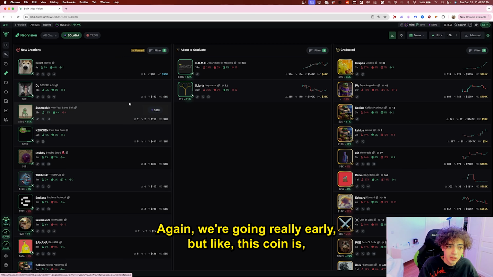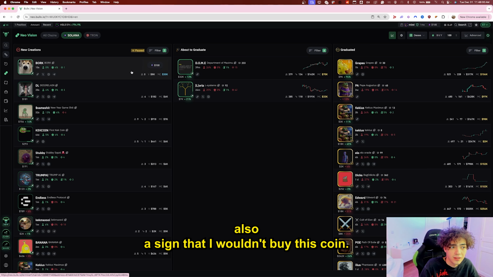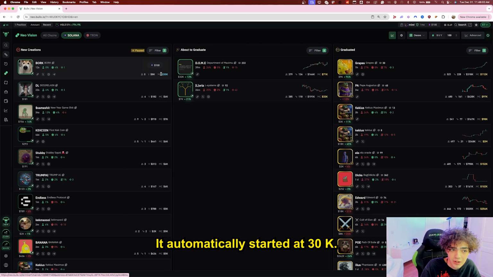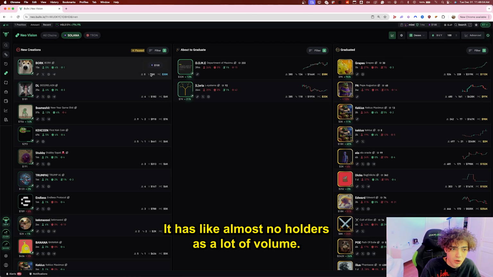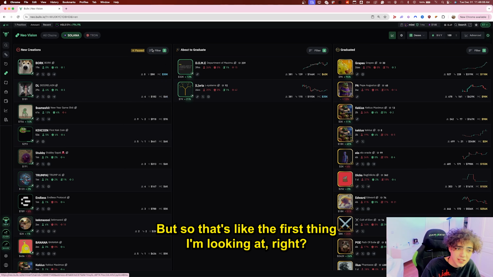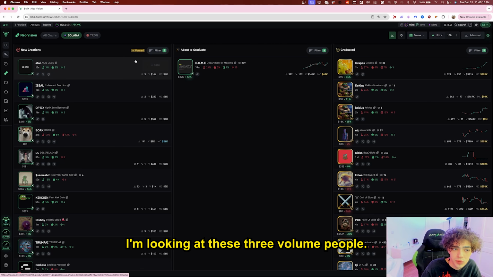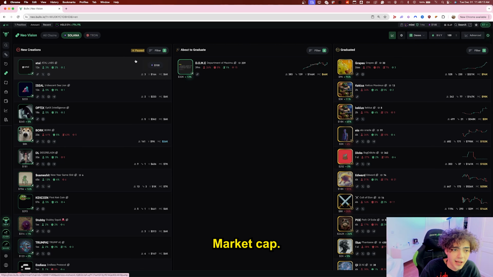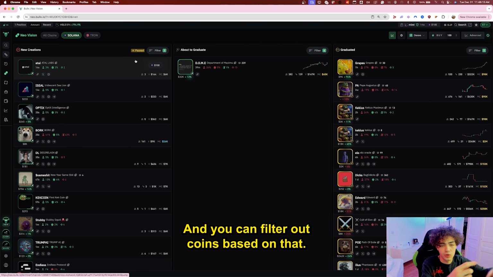Again, we're going really early, but this coin is also a sign that I wouldn't buy this coin. It automatically started at 30K. It has almost no holders. It has a lot of volume. The dev holds a percentage, but that's the first thing I'm looking at, right? I'm looking at these 3: volume, people, market cap, and you can filter out coins based on that.